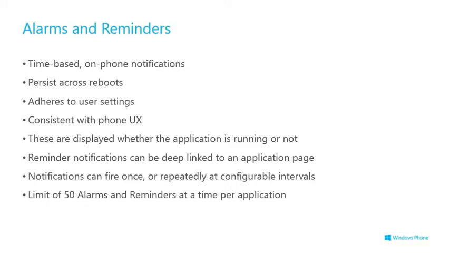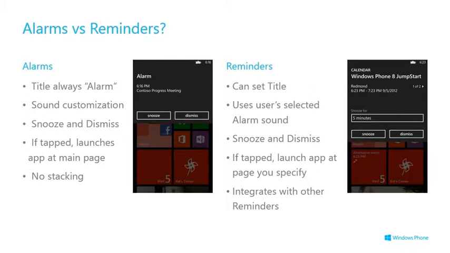You can do this programmatically. There is a limit, there was a question on this, of 50 alarms and reminders at any one time per application. What's the difference between these? Well, an alarm's title always says alarm, that's not customizable, but you can customize the sound. You can put your own MP3 file with them. They have a standard UI, snooze and dismiss. And if the user taps on that alarm, it will launch the app at the standard main page.